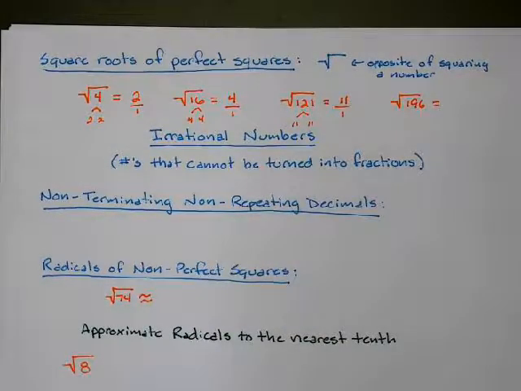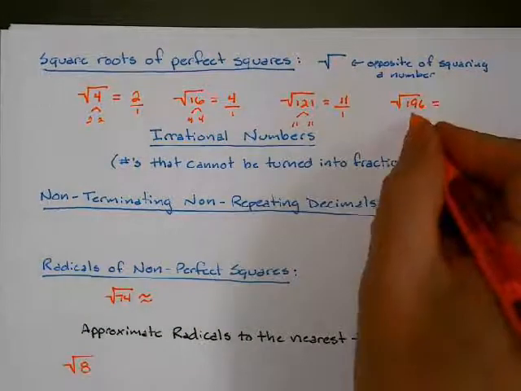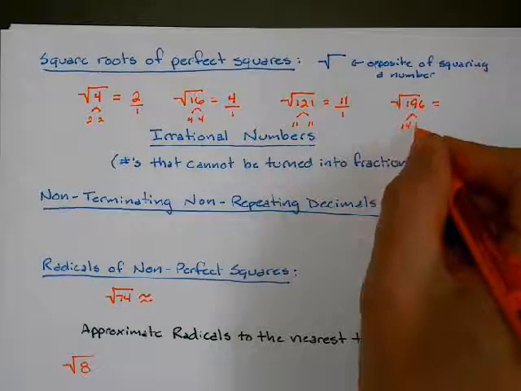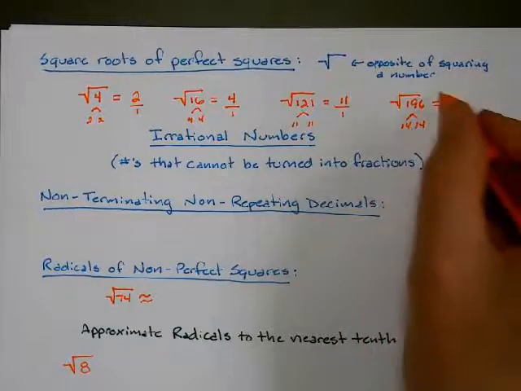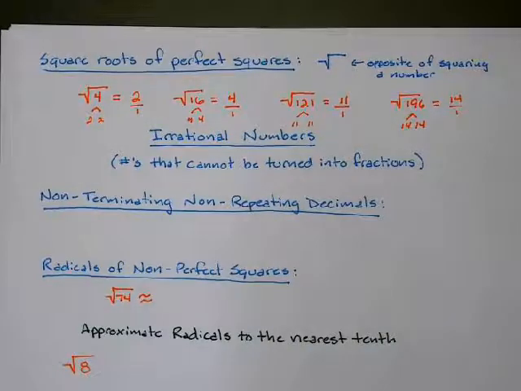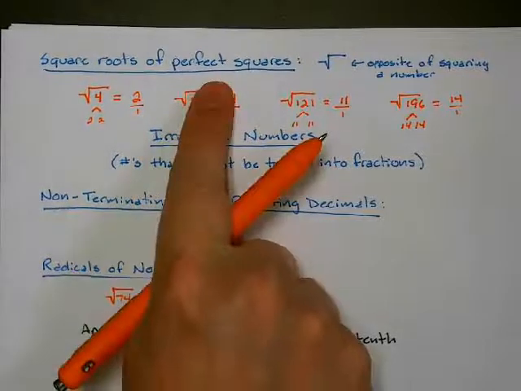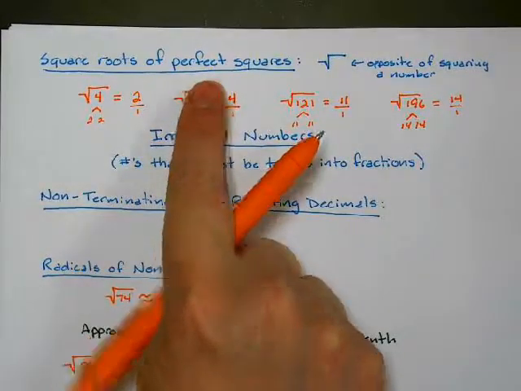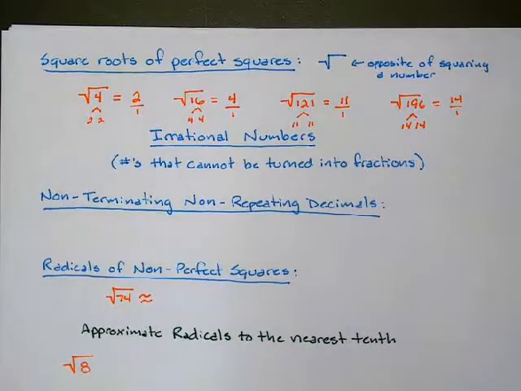196, that would be 14 times 14, I think. Yeah. That's 14 over 1. There you go. So square roots are rational if and only if they're perfect squares. Because we're going to find out later on, non-perfect squares are not rational, they're irrational. And so we're down to irrational numbers.